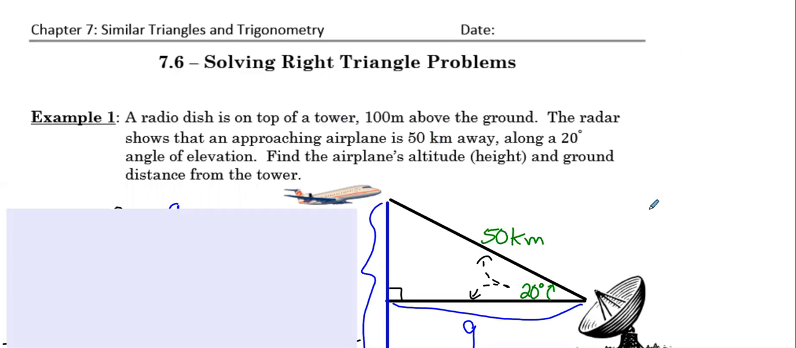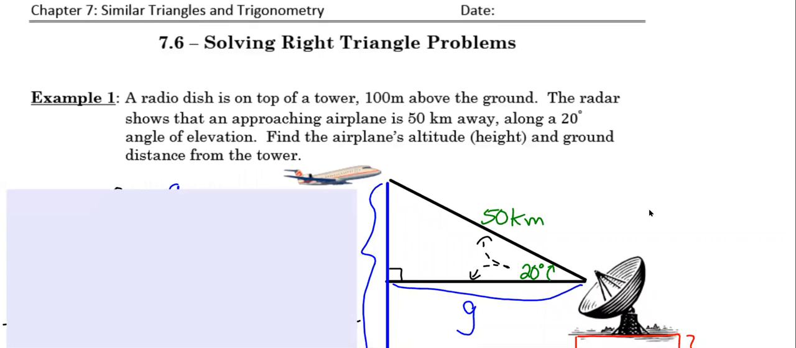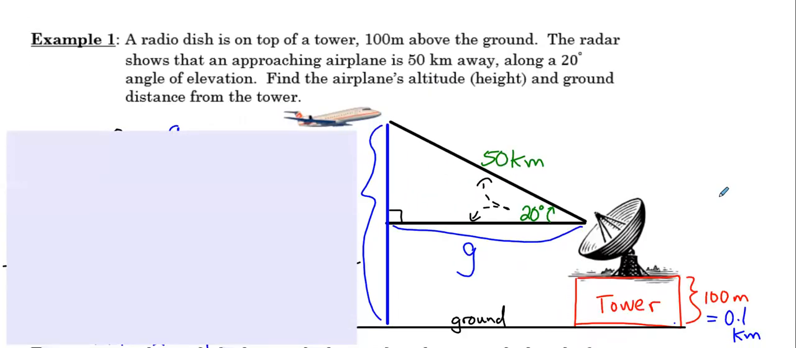So again, if you can try to imagine something physically in your neighborhood, or maybe look at it online, it's 100 meters above the ground. So there is your tower. So I've got a radio dish, maybe not the exact one we're looking for, but good enough. And it's 100 meters above the ground. So the radar shows that an approaching airplane is 15 kilometers away.